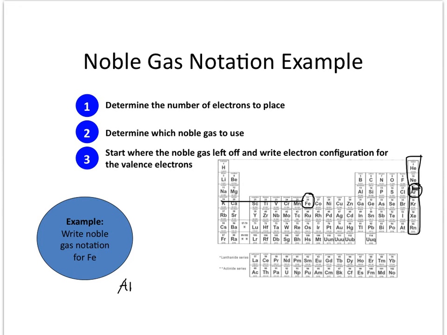We will put argon in brackets, and then we will move on. So from argon, we would move here to potassium, which is 4s2. We know that once we get into the d block, it's n minus 1, and this is going to be then 3d, 1, 2, 3, 4, 5, 6. That is the shorthand configuration or noble gas notation for iron.